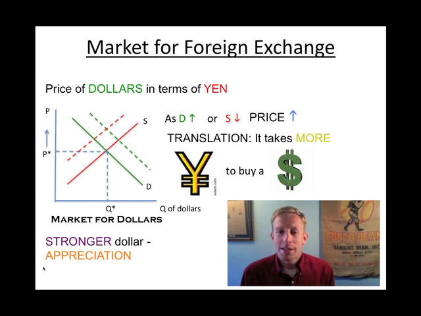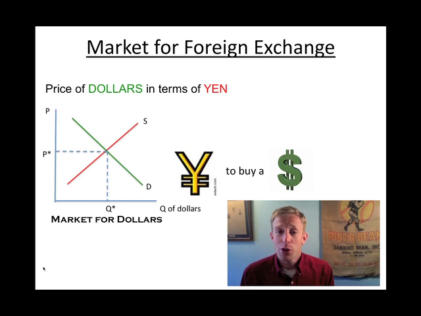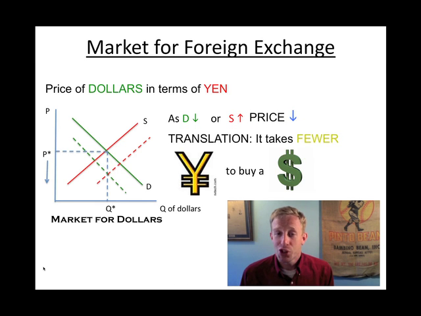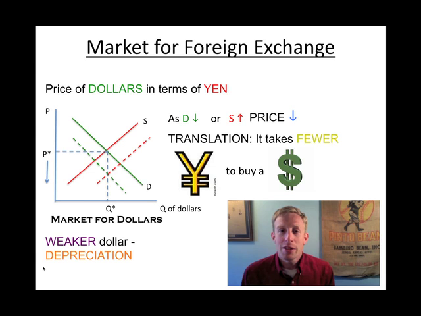If demand decreases or if supply increases, that would cause the price to fall. In this case, we're saying that the dollar is getting weaker against the yen. It's depreciating. And you say, well, that's got to be a bad thing. Well, maybe it is, maybe it isn't. Let's take a look at that.